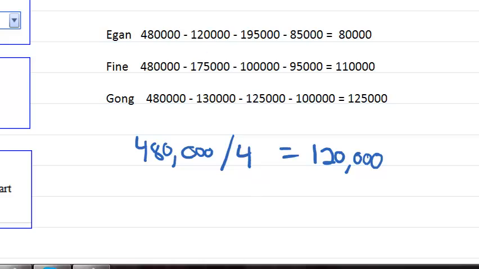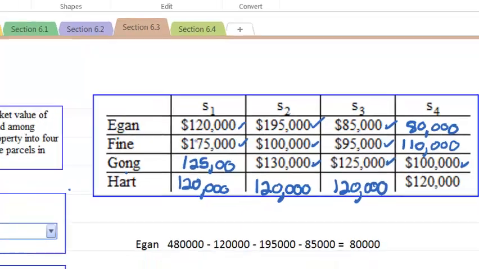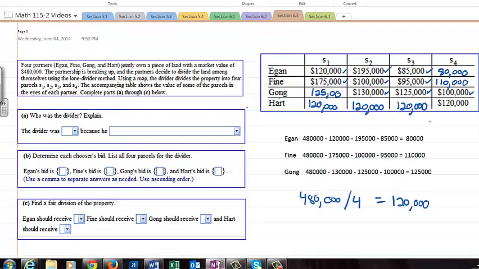Hart, as the divider, is going to value each share at $120,000. Notice the one value they had already given us for Hart was in fact $120,000. Now we are ready to answer some questions. Part A. Who was the divider? Explain. According to the values in the table, Hart was the divider because he's the only player who could have valued all 4 shares equally.